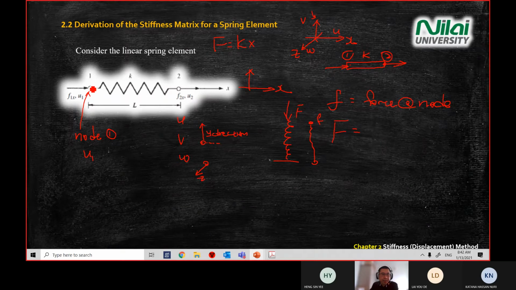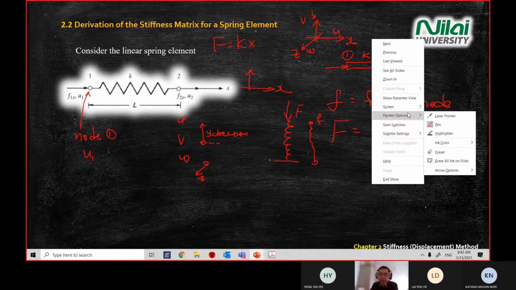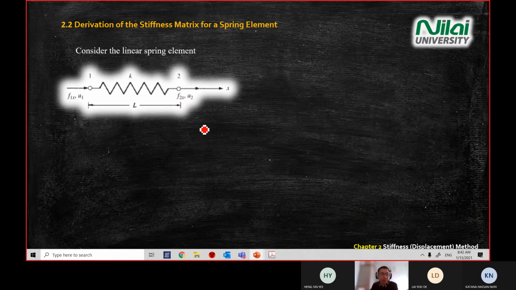And the length from point 1 to point 2 is given by L. All right, so any question on the diagram itself? Ask me if you're not clear or you don't understand what I'm talking about, ask me right away. The F1x, U1, what is 1, what is 2, what is K, what is L, and what are all these alphabets? Anything that you're not clear, ask me now.